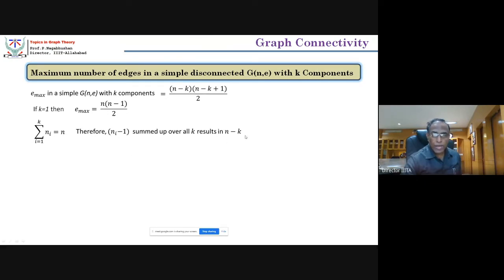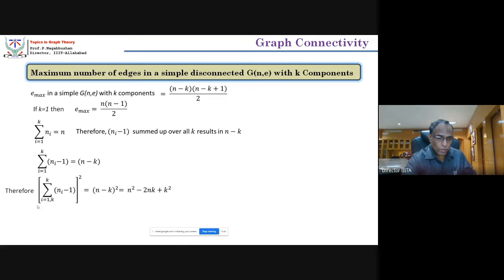Therefore, it will be n minus k, isn't it? So mathematically, sigma (n_i minus 1) summed up from i to k components should be equal to n minus k. Okay. Now, just a bit of mathematical jugglery. I shall be squaring both the sides. This is sigma squaring under the sigma sign, and this is simple squaring, (n minus k) squared.